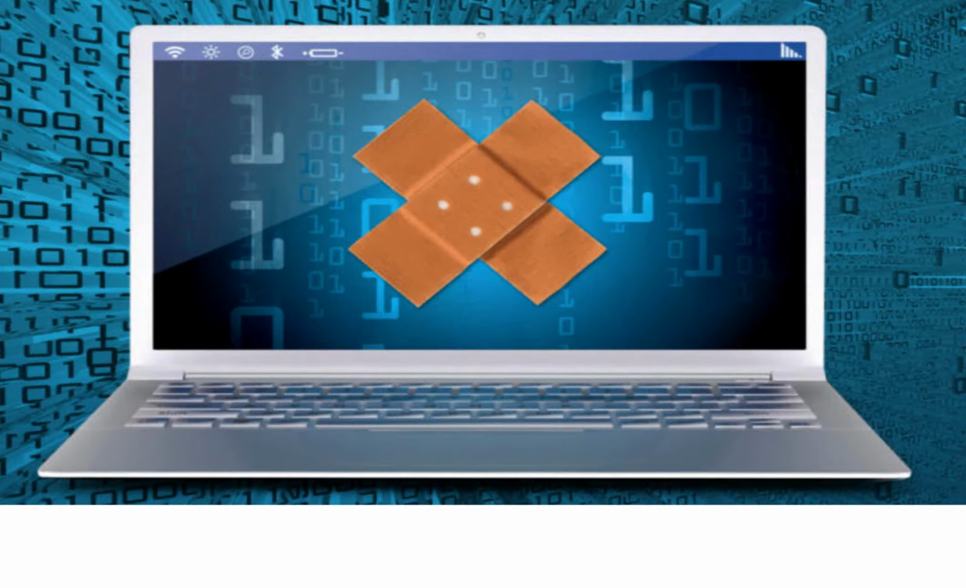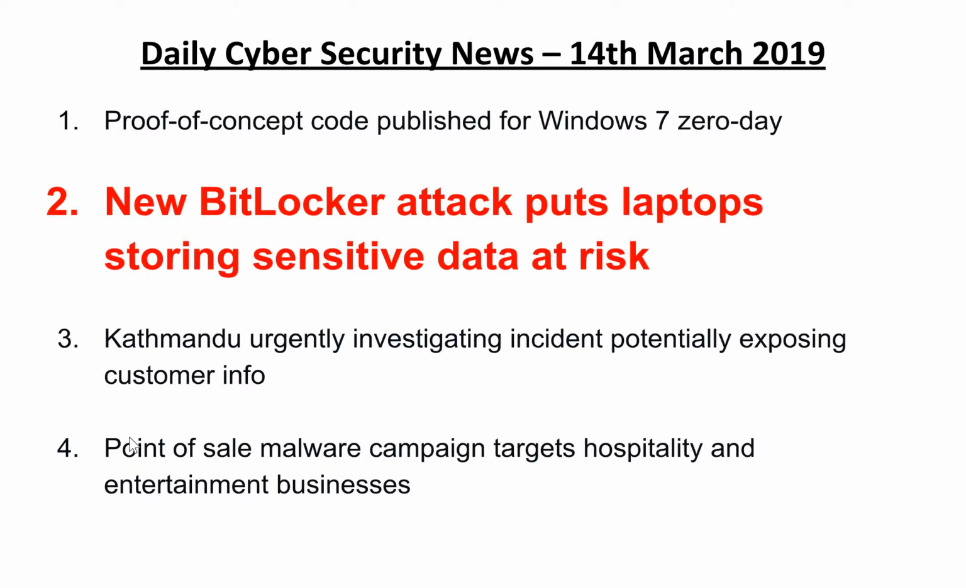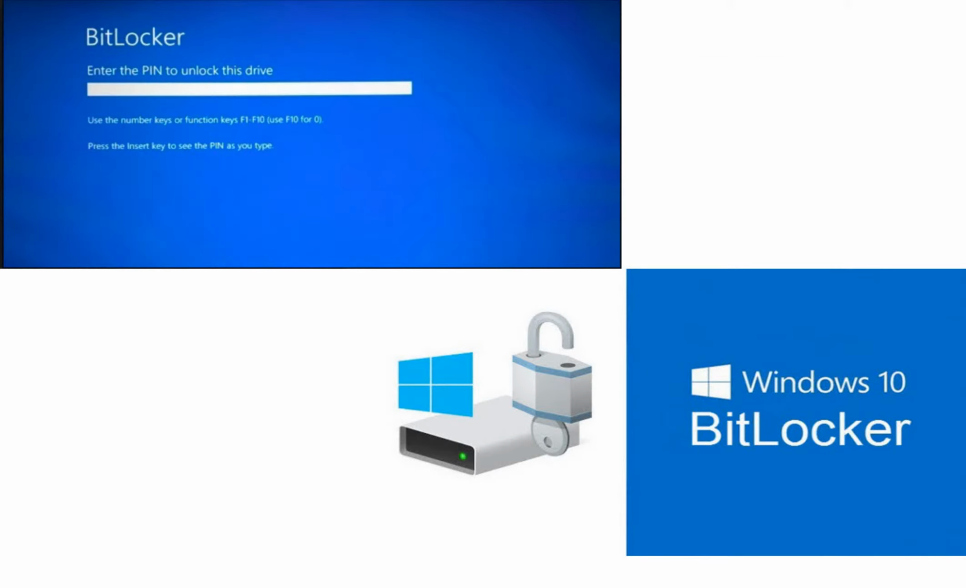Okay, moving on to the next news. Again, Microsoft. A new BitLocker attack puts laptops storing sensitive data at risk. A security researcher from New Zealand has come up with a new method of extracting BitLocker encryption keys from a computer's TPM. TPM is a Trusted Platform Module, and the attack only requires a $27 FPGA board with some open source code. So what is an FPGA?